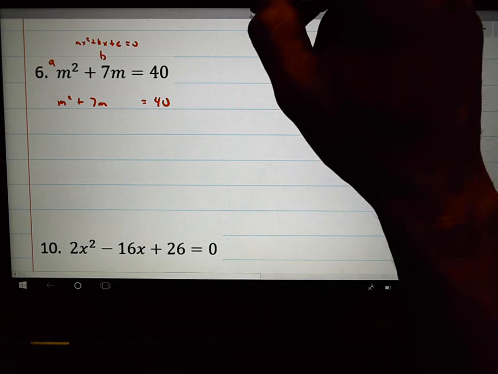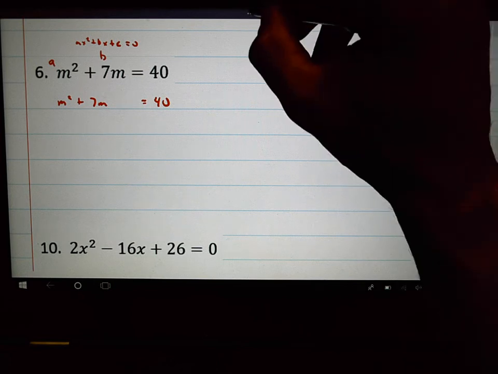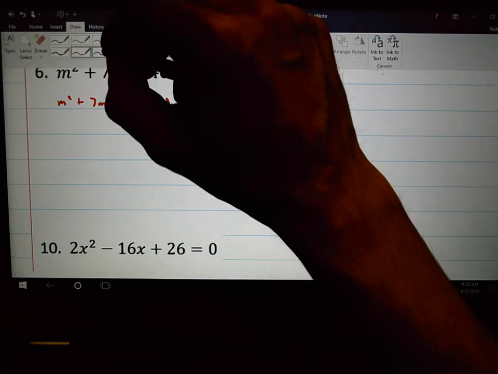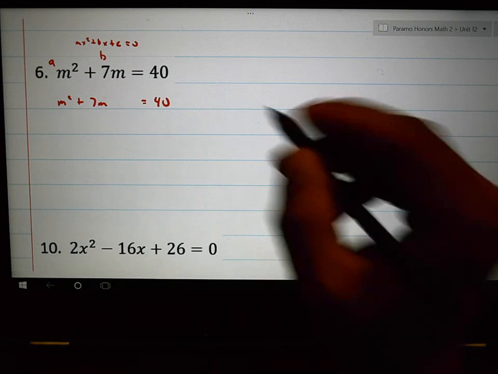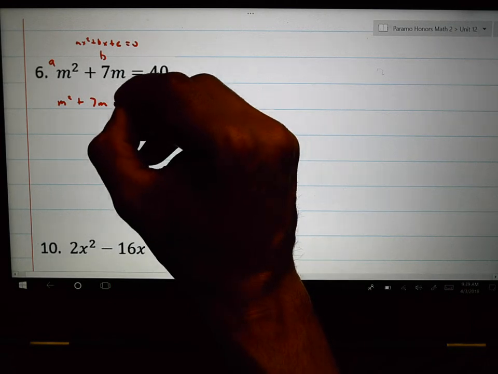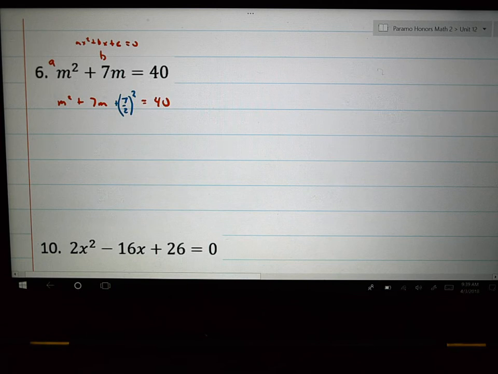Now what I need to do is step 3. I need to add half of b squared. Now this is where it gets really interesting. What's half of 7? Some of you are going to go, oh, 3.5. Let's do this as a fraction. It makes it easier. 7 over 2 squared. I am going to strongly urge you to do this in terms of fractions.